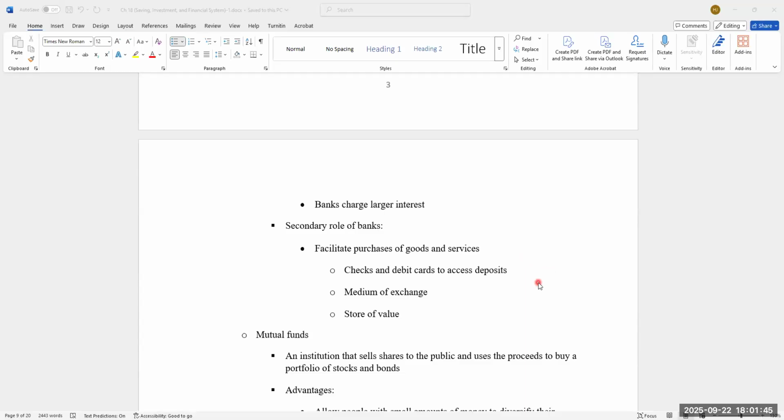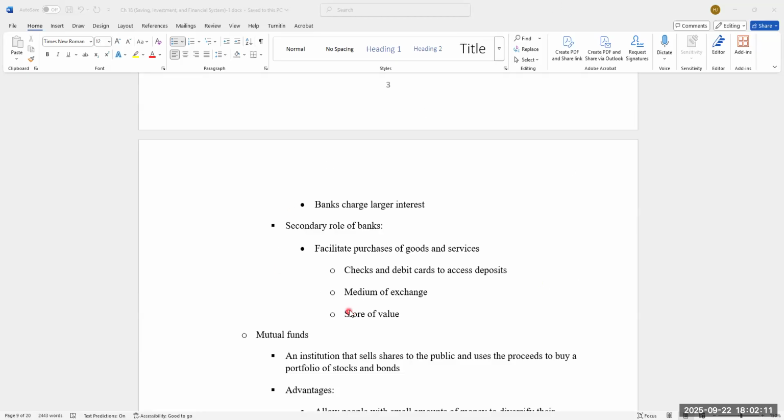All right. Also, the bank offers the medium of exchange. That's a fancy way of saying it gives you these checks and debit cards to exchange, and a store of value. Okay. So your money that stays in Bank of America still maintains that same value. Okay.